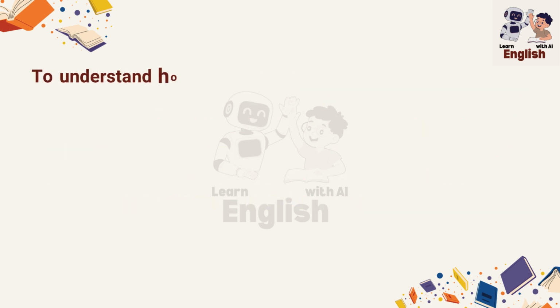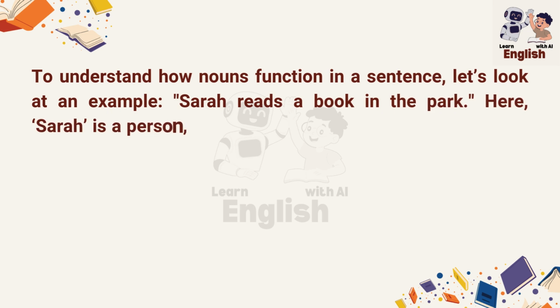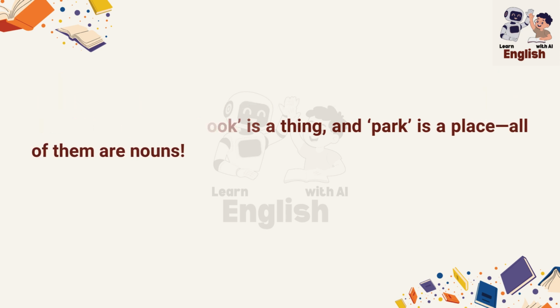To understand how nouns function in a sentence, let's look at an example. Sarah reads a book in the park. Here, Sarah is a person, book is a thing, and park is a place. All of them are nouns.